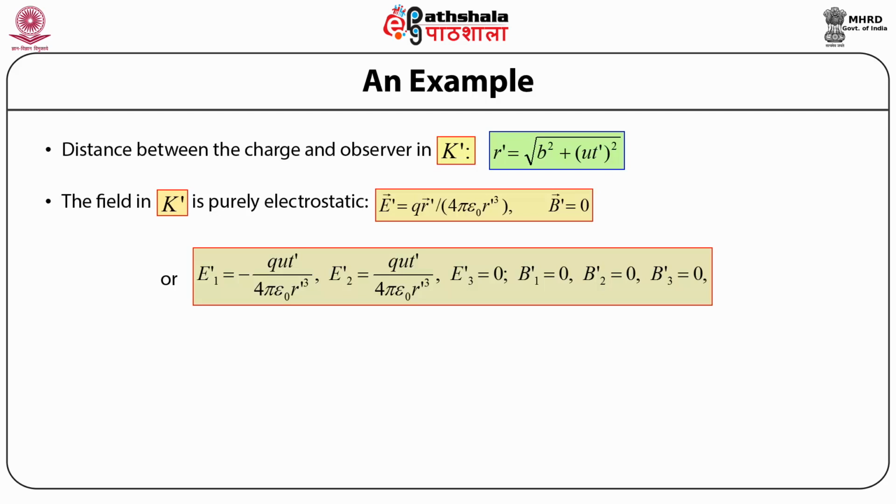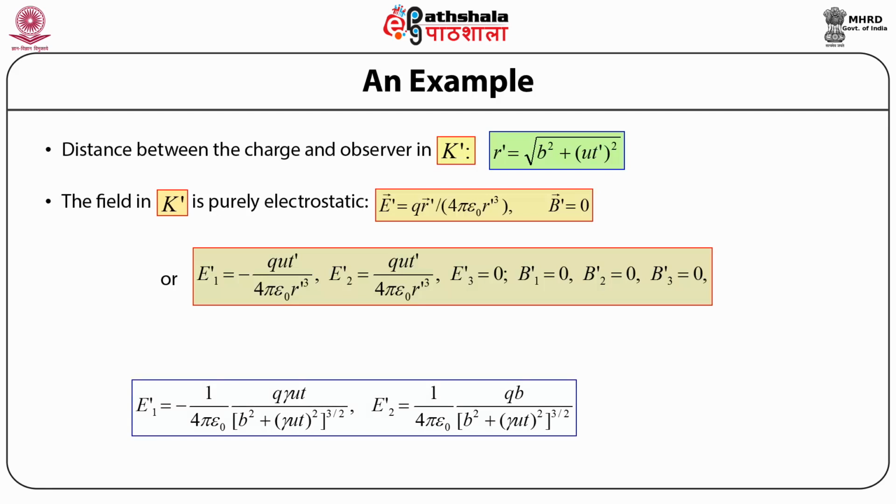Therefore, this field is given by vector E prime is equal to q times vector r prime upon 4 pi epsilon naught r prime cube, while in the K prime frame of reference, the magnetic field induction vector B prime is equal to 0, since the charge is stationary in this frame of reference. So we can write down the components of the electric field in the K prime frame of reference as E prime subscript 1 is equal to minus q times u times t prime upon 4 pi epsilon naught r prime cube.